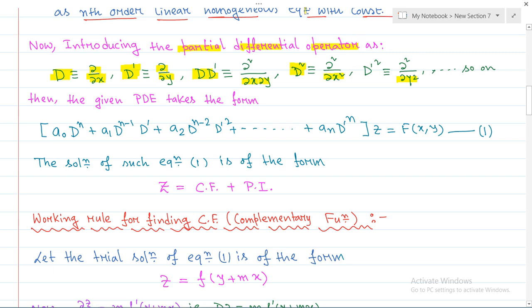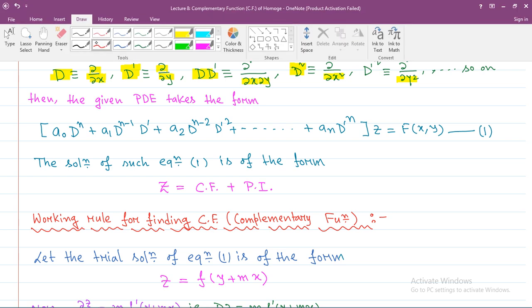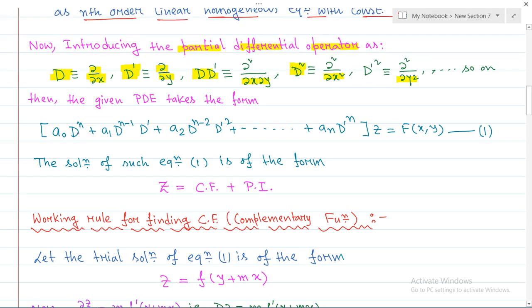So if we substitute all these things in the given equation, the equation will take the form a0 D to the power n, a1 D to the power n minus 1 D dash, a2 D to the power n minus 2 D dash squared, plus dot dot, an D dash to the power n. This whole will operate over z, because in every term we are only taking the partial derivative of z. So this whole will operate over z. The right hand side term is f of x, y. This type of equation is what we first have to bring it to.